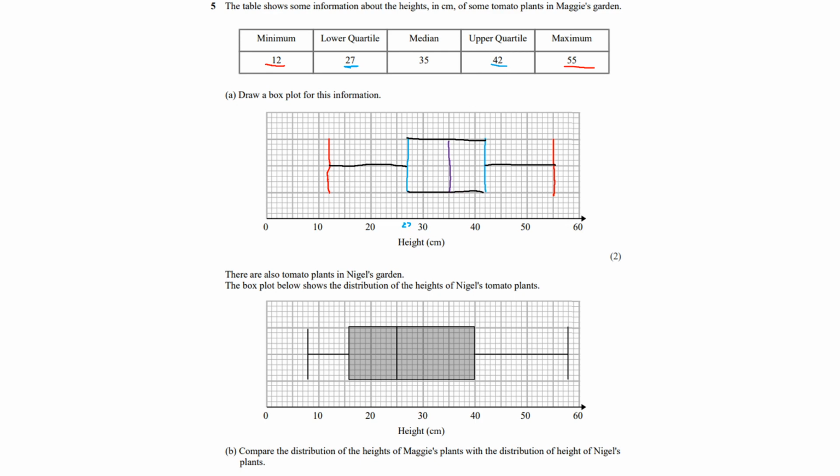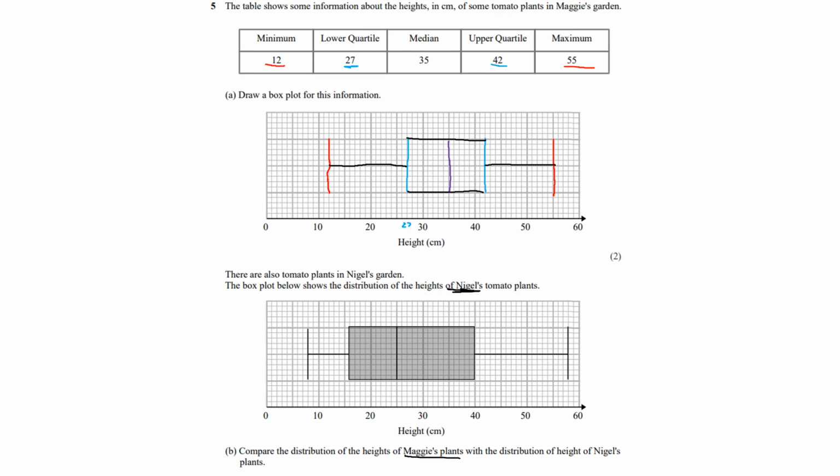Now, let's take a look at another distribution. Compare the distribution of height of Maggie's plant as opposed to Nigel's. Okay? So this is Nigel, this is Maggie. No, this is Nigel, this is Maggie. Okay, no problem.